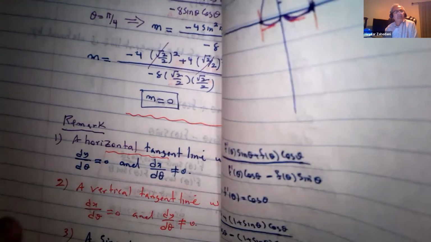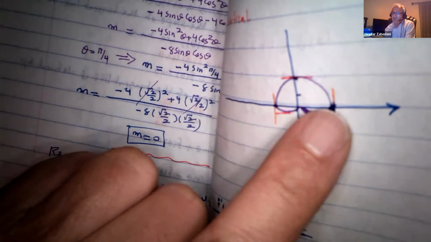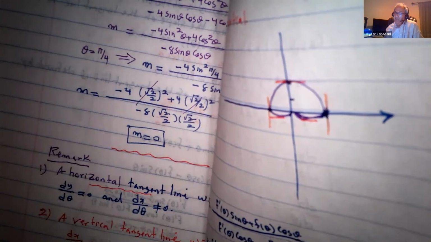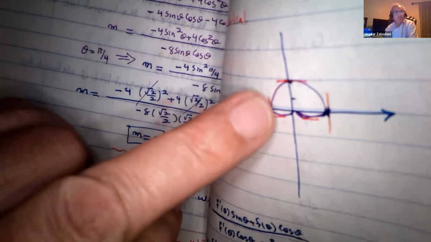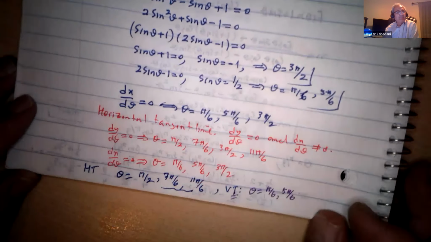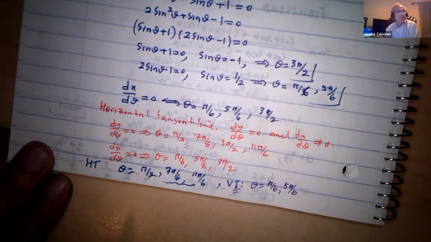Let's look at this one. You see 1, 2 vertical tangent lines, and you have three horizontal ones, 1, 2, 3. That's it. So you see two vertical ones at π/6 and 5π/6, and you get 1, 2, 3 horizontal ones.